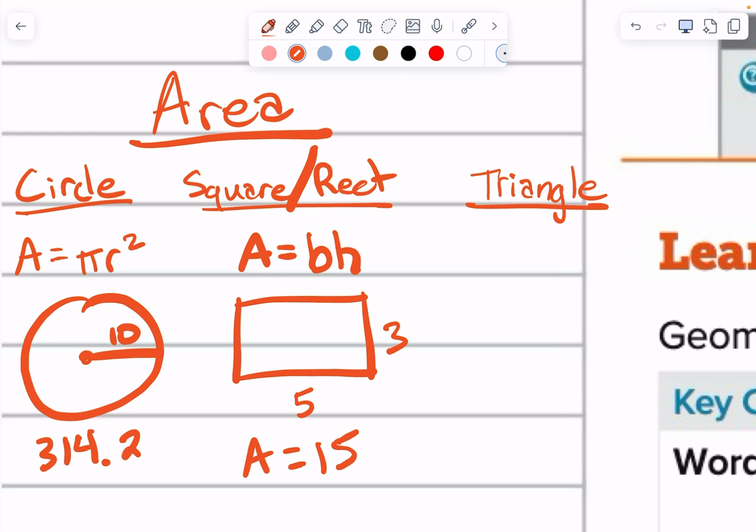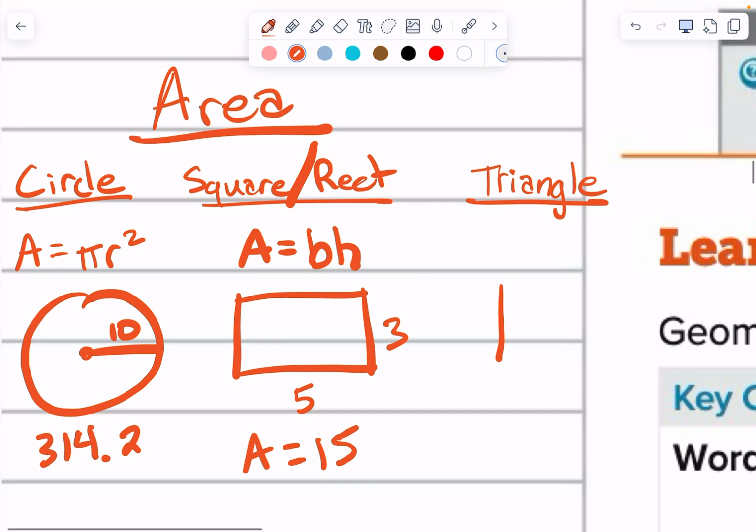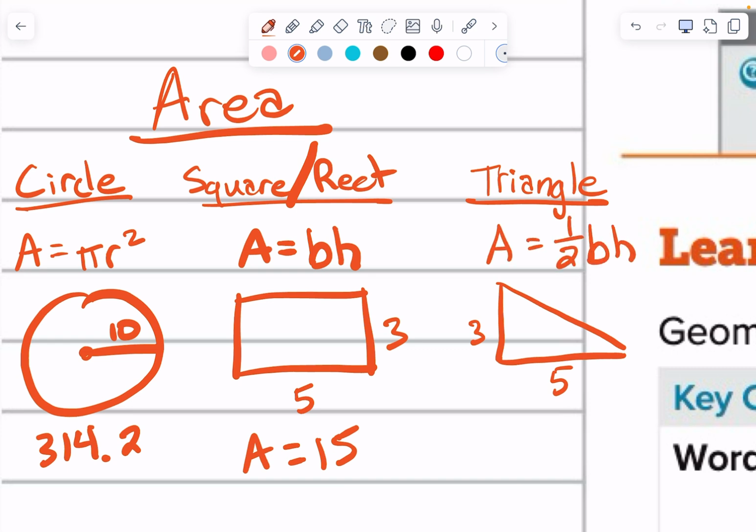314.2, right? We'll say 314.2. Got it? Okay. Now, a triangle. Let's talk about this triangle. Let's say this is 5 and this is 3, right? Half times base times height. 1/2 the base times the height, right?